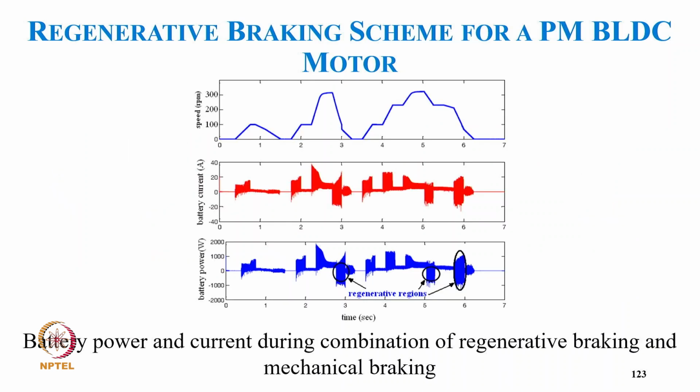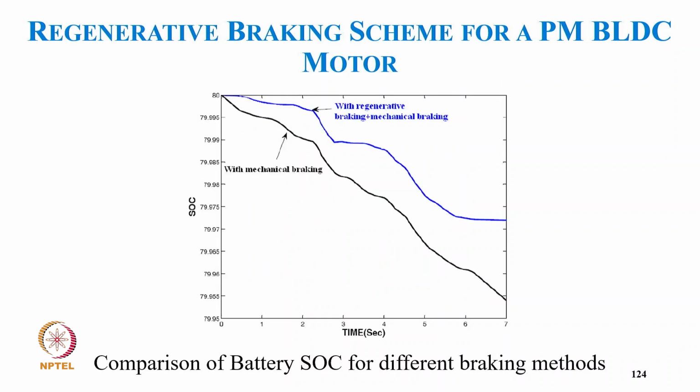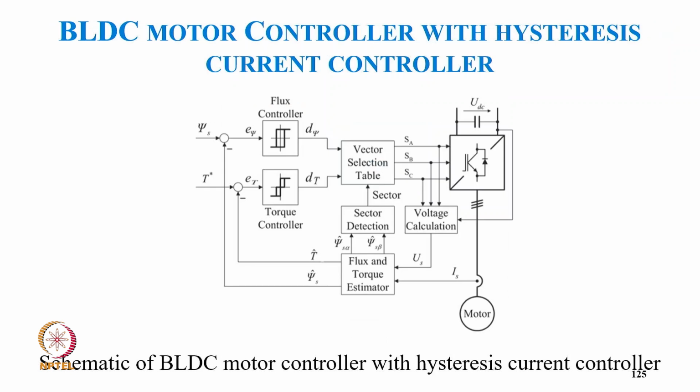And these are typically the speed with the battery current, then the battery power during motoring and regeneration, and how it really goes through. And this is typically the battery SOC with regenerative braking plus mechanical brake, or with the mechanical brake alone.